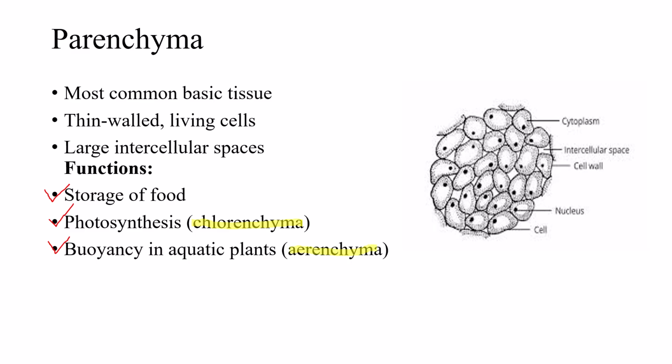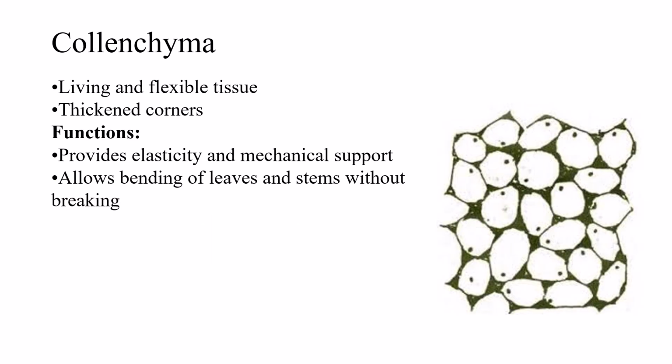Okay, let's move towards the next slide. Collenchyma tissue. It is living and flexible tissue and it has thickened corners. Its functions are to provide elasticity and mechanical support to the plant. It allows bending of leaves and stem without breaking. Suppose we touch a leaf on a plant and bend it, or the stem of the plant, when we bend it, it does not break immediately, right? It is because of the collenchyma tissue, which gives flexibility and mechanical support to the plant.